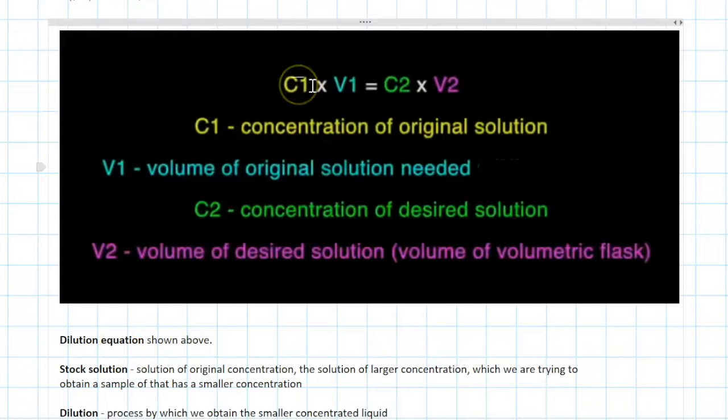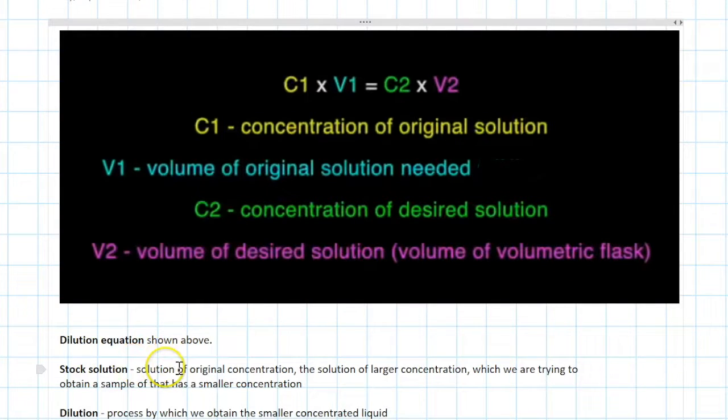Here we have the dilution equation. C1 times V1 equals C2 times V2. C1 is the concentration of the original solution, V1 is the volume of the original solution needed, C2 is the concentration of the desired solution, which is the unknown usually, and V2 is the volume of the desired solution, which will always be the volume of the volumetric flask.